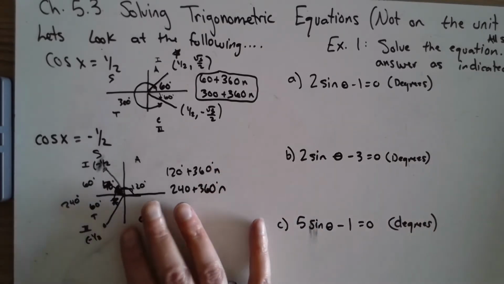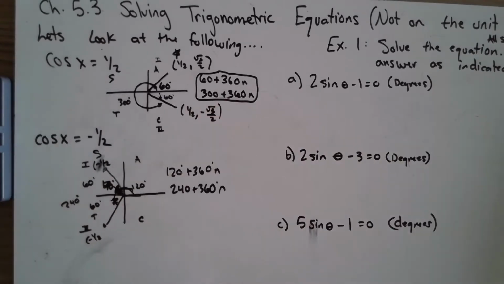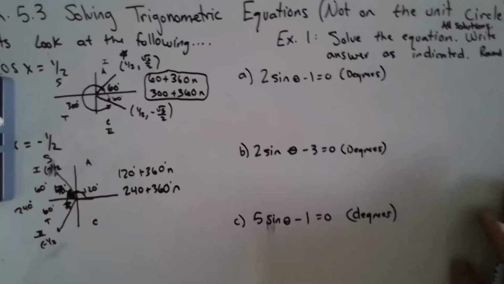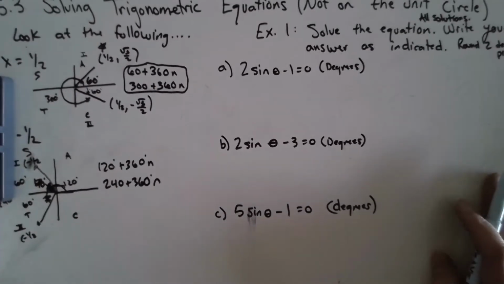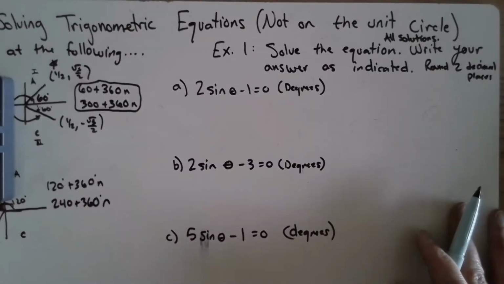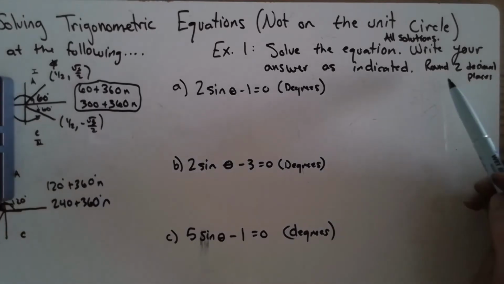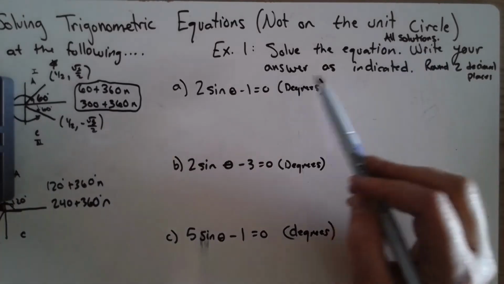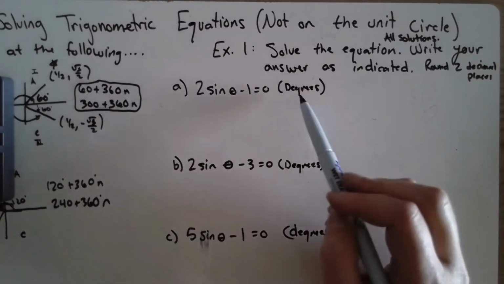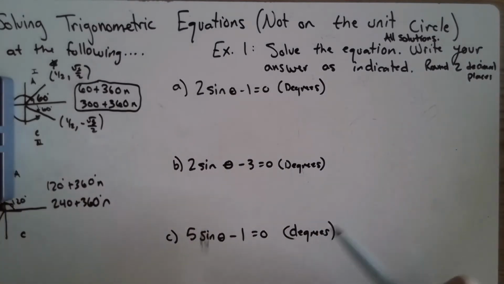These are just trigonometric equations. So you do have repeats. Okay, so let's look at our first one. What we're going to do is solve the equation, all solutions, and write your answer as indicated. These ones are all going to be in degrees, and we're going to round our answer to 2 decimal places.